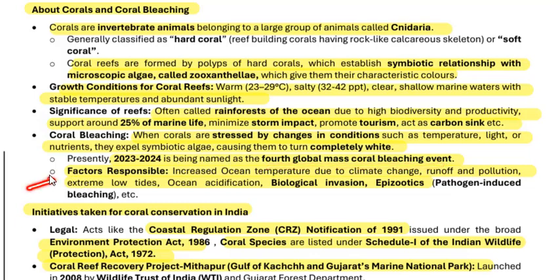What are the factors responsible? Increased ocean temperature due to climate change. Second is runoff and pollution, extreme low tides, ocean acidification, biological invasion, epizootics, that is pathogen-induced bleaching, etc.